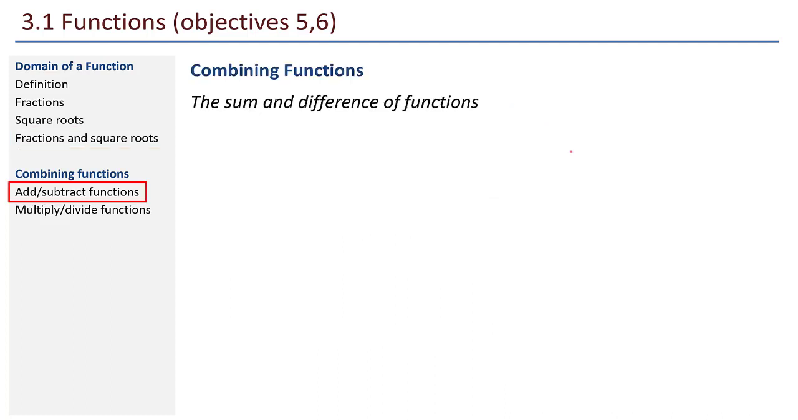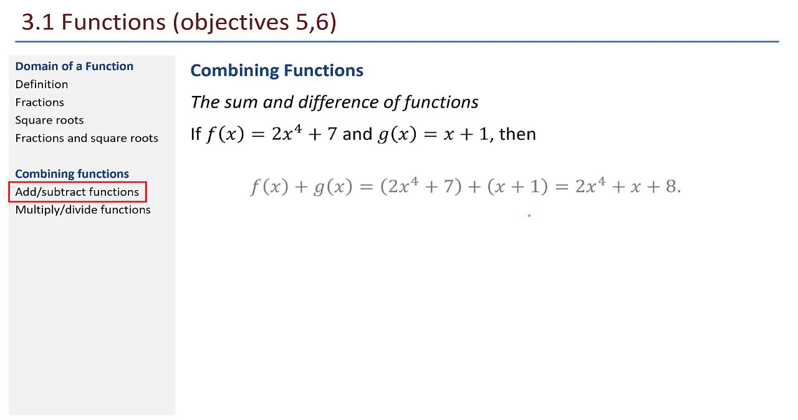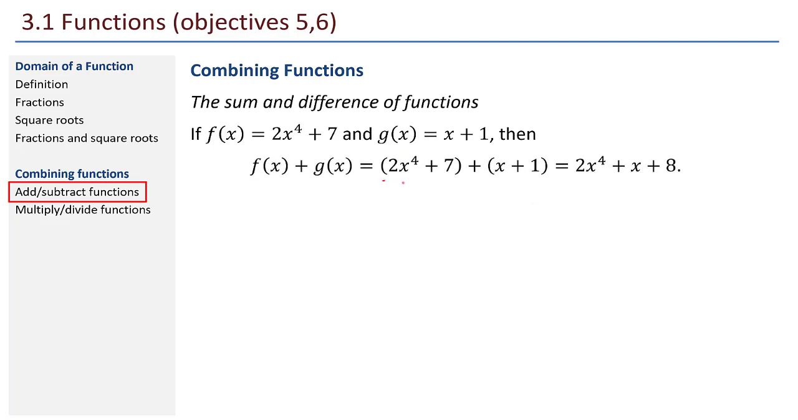Let's talk about combining functions. How about the sum and difference of functions? If f of x equals 2x to the 4th plus 7 and g of x equals x plus 1, I can just add these two together, right? F of x plus g of x is the first part, there's my f, and the second part, there's the g. And combined together, it looks like the numbers actually add.